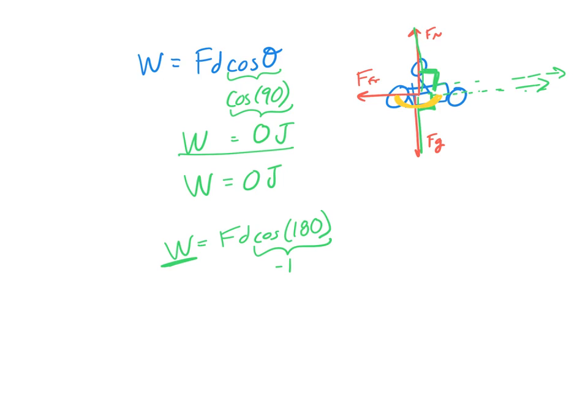And that makes sense too. The bike is going to the right, but the friction is pulling back to the left. So it is slowing things down. It is stealing energy from you. It has to be negative work.